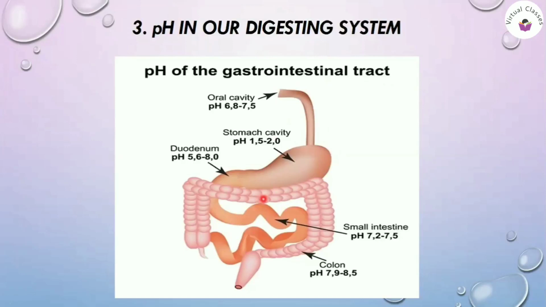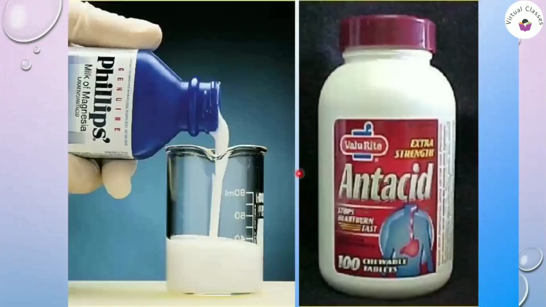You might have suffered from pain and irritation in the stomach, which is caused due to indigestion. This pain is the result of release of a large amount of acid in the stomach. To get rid of this pain, we generally use bases known as antacids. These antacids neutralize the excess acid in our stomach and give us relief. A common antacid is milk of magnesia, which is magnesium hydroxide.